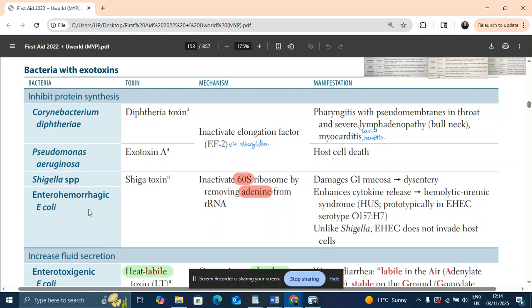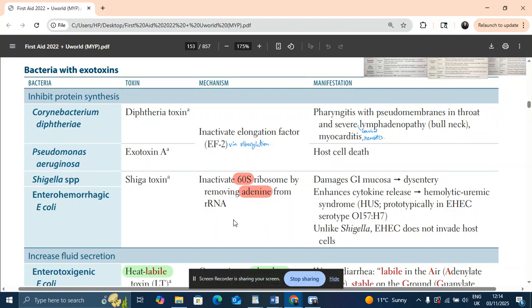Their mechanism of action is also similar. They inactivate the 60S ribosome. Ribosome has two units, 60S and 30S, and they inactivate the 60S ribosome. How do they inactivate it? By removing adenine from the ribosomal RNA. Ribosomal RNA has adenine, so they inactivate the 60S ribosome by removing adenine from the ribosomal RNA.